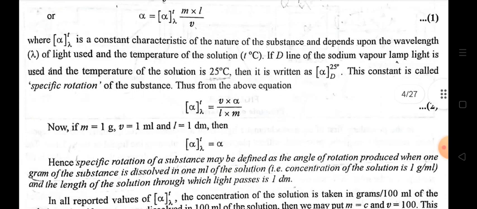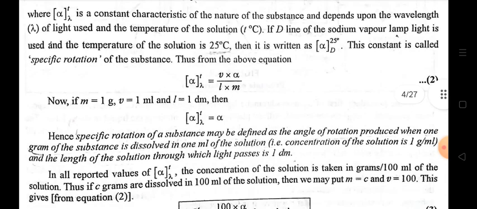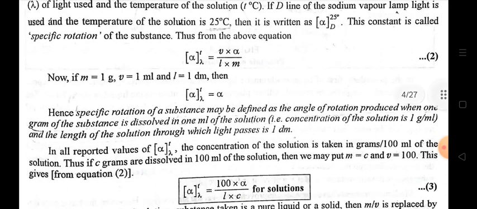Now, if m is equal to 1 gram, V is equal to 1 ml and L is equal to 1 decimeter, then alpha T lambda is equal to alpha. Hence, specific rotation of a substance may be defined as the angle of rotation produced when 1 gram of the substance is dissolved in 1 ml of the solution, that is, the concentration of the solution is 1 gram per ml, and the length of the solution through which the light passes is 1 decimeter.